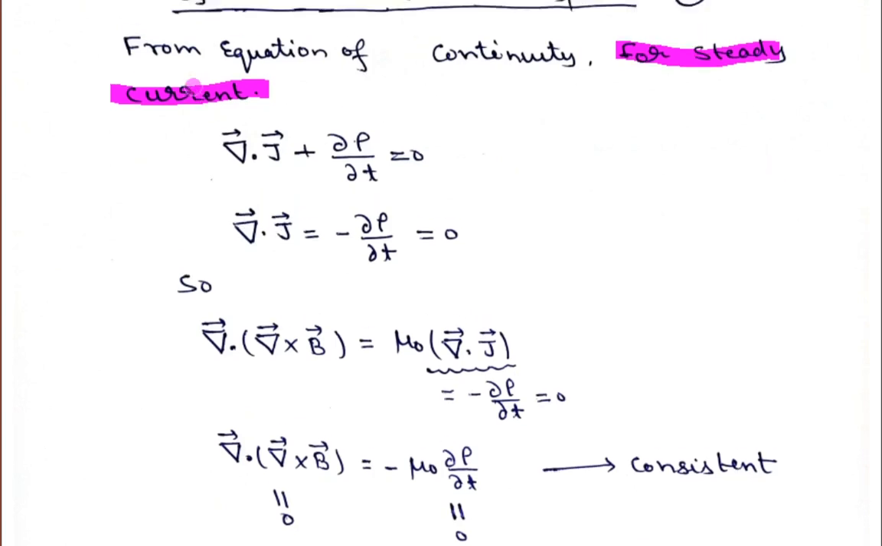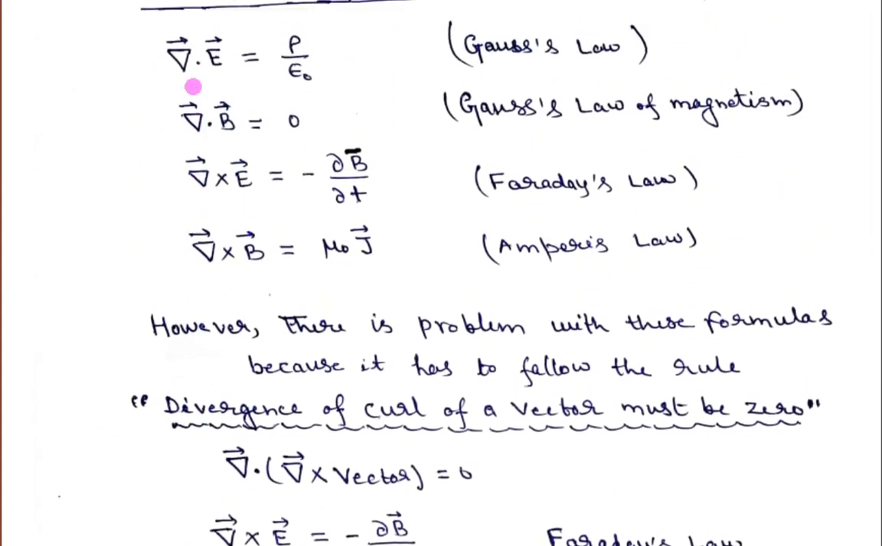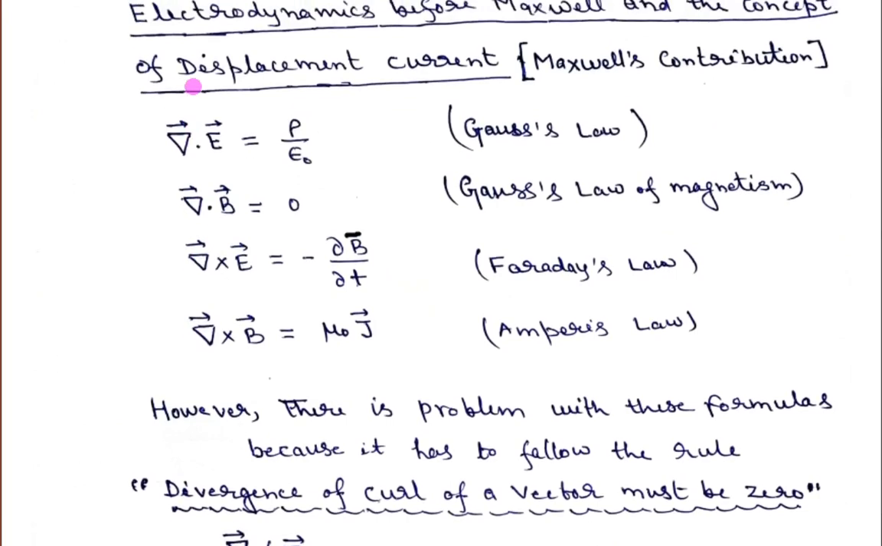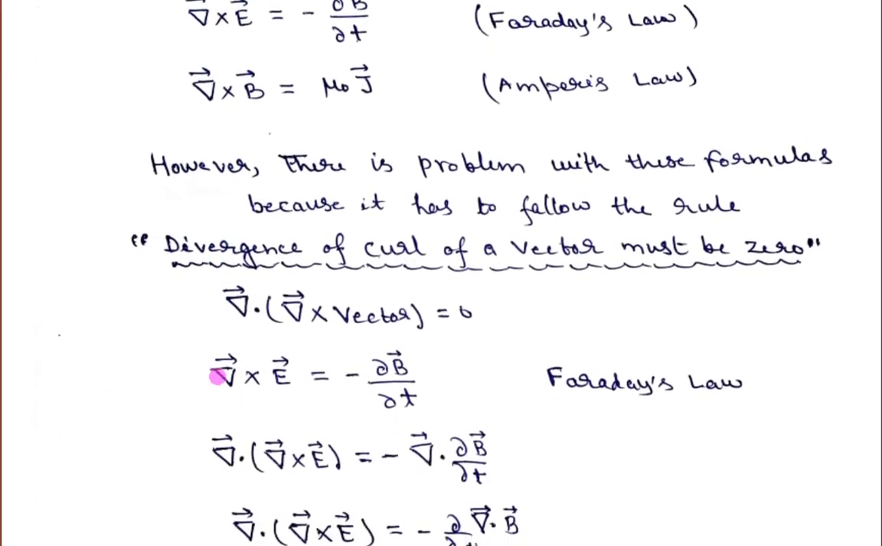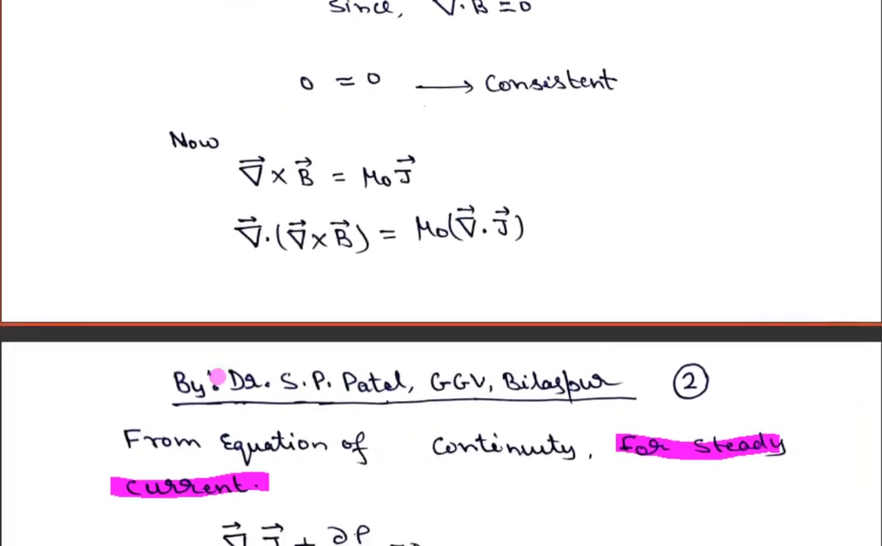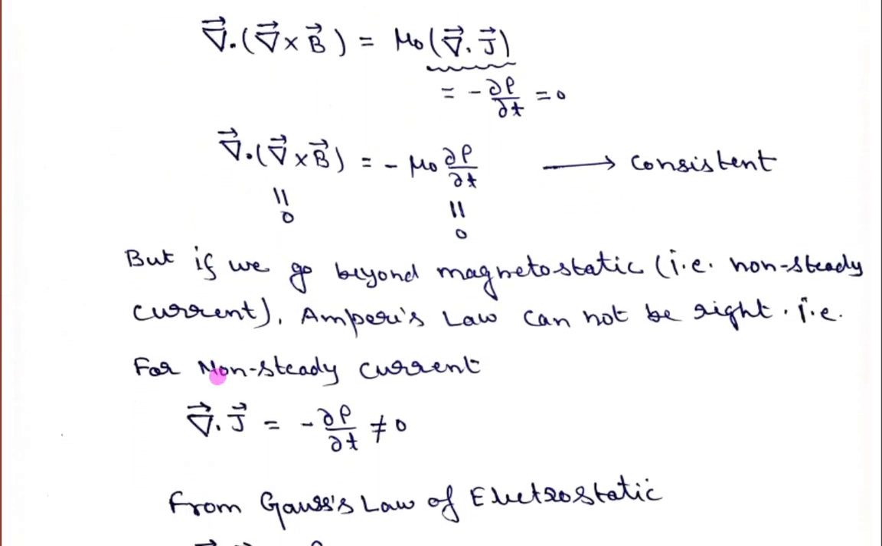This is what Maxwell started checking when he got involved in learning electrodynamics. He started verifying all four equations. He verified the first equation, second equation, third equation, and fourth equation. All these equations he found to be satisfying the conditions, as per the old rule. But he got another problem. Maxwell observed a problem.